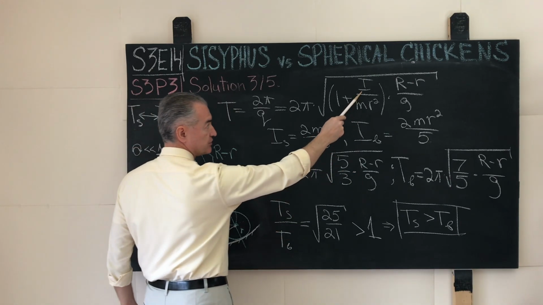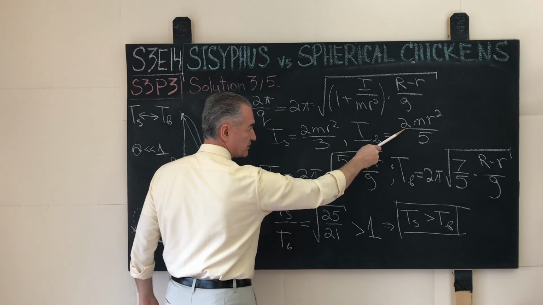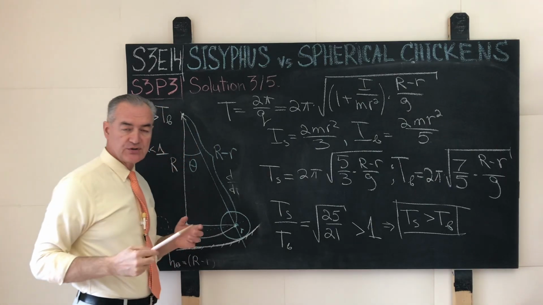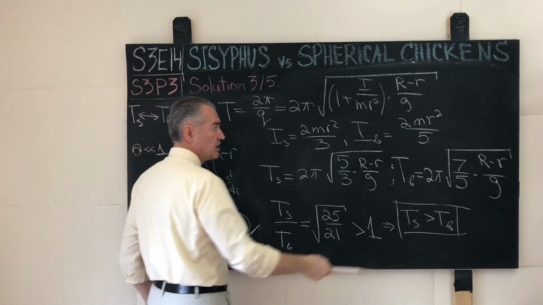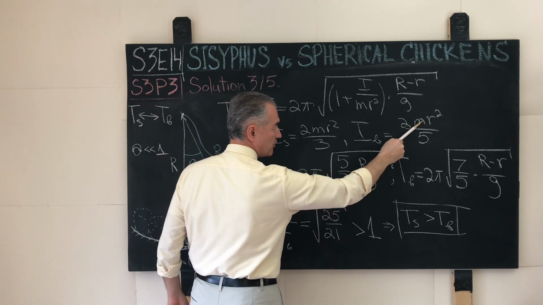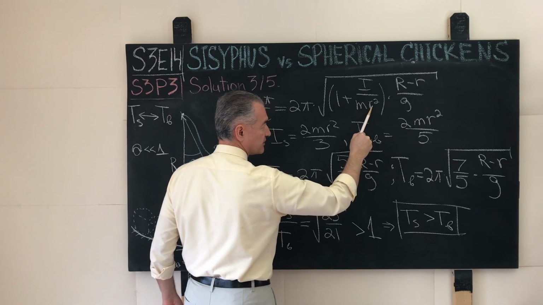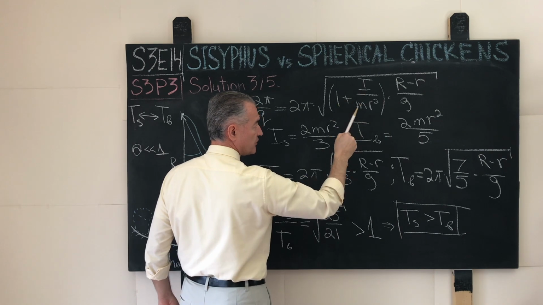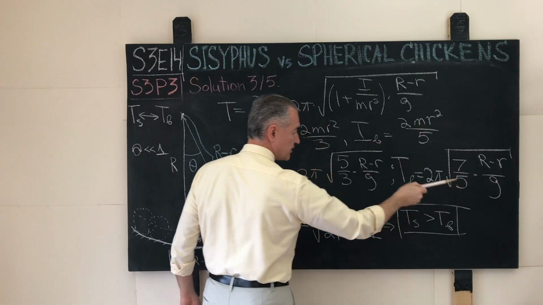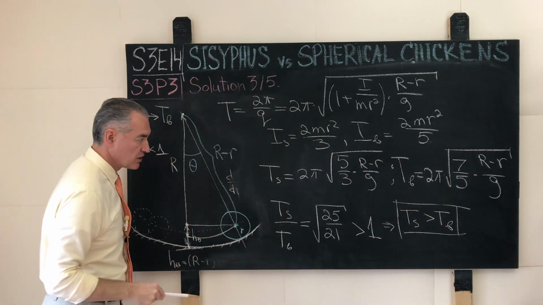And if into this expression we inject the expression for the moment of inertia of a ball with respect to its natural axis of symmetry, 2/5 mr squared cancels out. 1 plus 2/5, 5 plus 2, 7, 7 over 5. So this is 7 over 5. Game over.